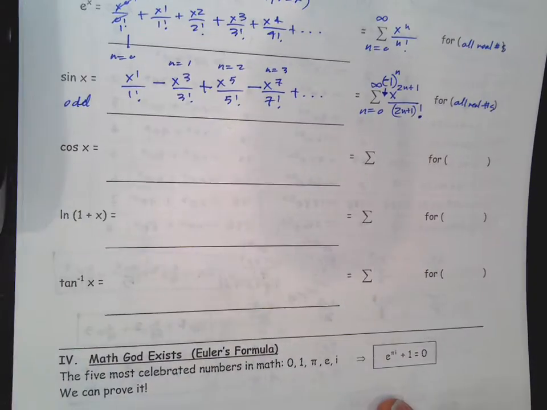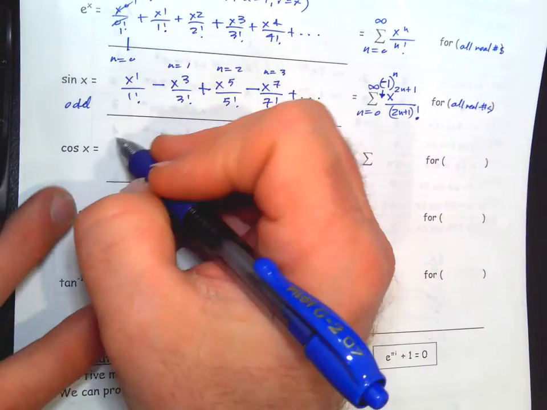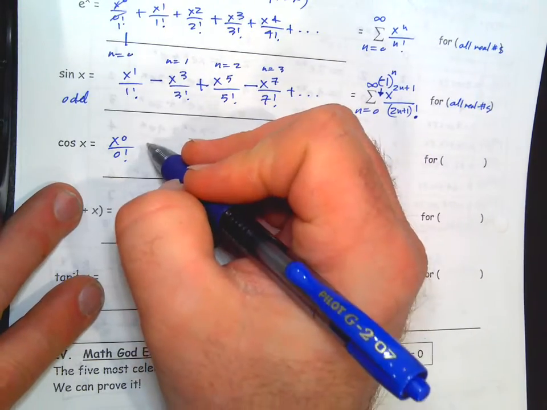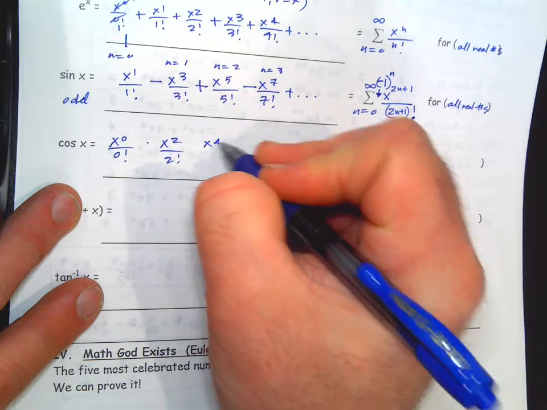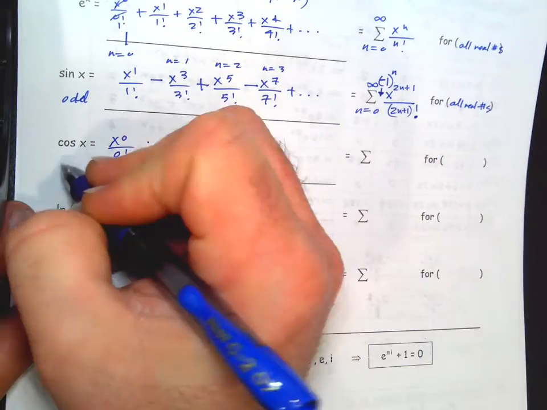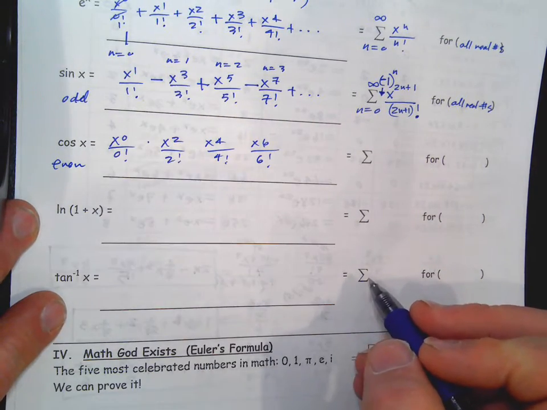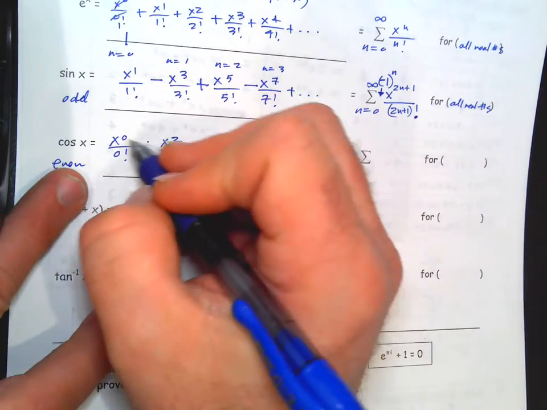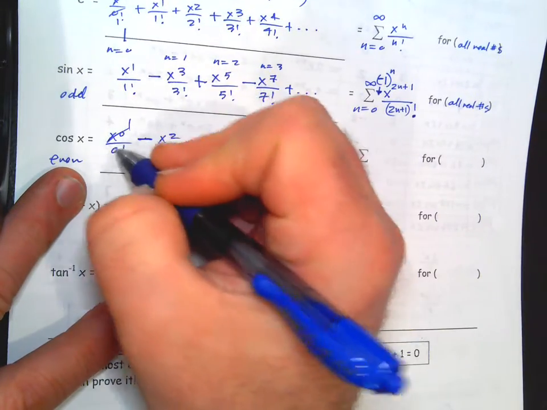Cosine, same deal. It's the even terms of e to the x, including the very first one. x to the 0 over 0 factorial is considered an even term. And then x squared over 2 factorial, x to the 4th over 4 factorial, and x to the 6th over 6 factorial. It's all the even power terms, and cosine is even. Or you could take the derivative of sine to get it. I think it's easier just to memorize it on its own. Positive, negative, positive, negative. This first term is 1.